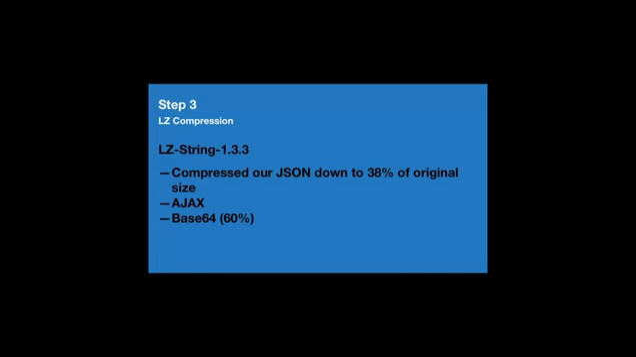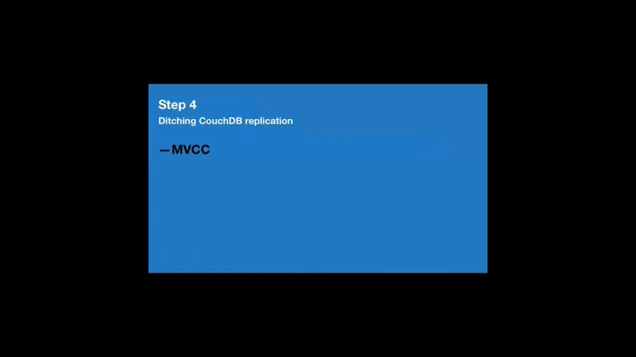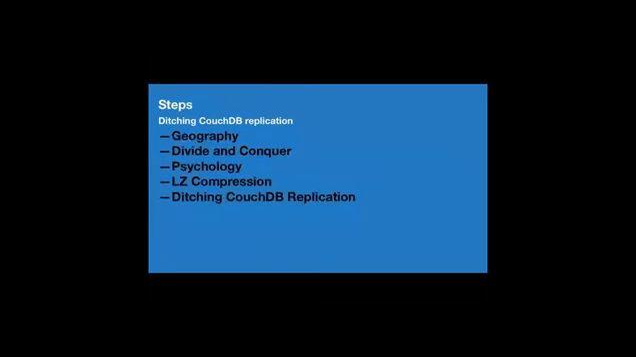So we ditched CouchDB replication, and we're just making a straight post request, or we're sending all of the data at once in chunks. So it became quite a bit different. So the MVCC overhead that we were talking about earlier, that's no longer an issue. So all the multiple requests, that's gone. So yeah, the steps we went through were we changed the geography, we divided and conquered to send only chunks of data, we told people what was actually happening, we used LZ compression, and we did CouchDB replication, and that was all. I think all you guys suggested all of those changes.